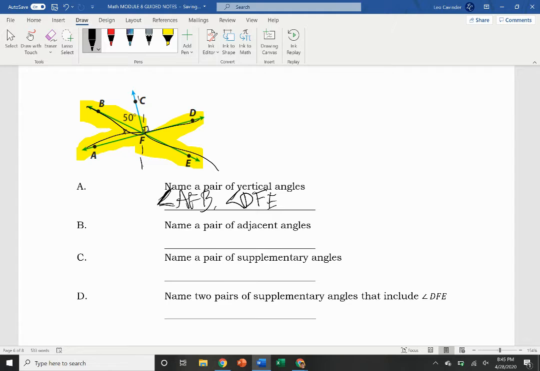Name a pair of adjacent angles. Remember, adjacent angles share a vertex and a side, but they do not overlap. So let me erase all of that. If we look here, it looks like AFB and BFD. So this one and this one. Because remember, they both share a vertex, which is right there, but they don't overlap each other. So once again, it's AFB and BFD.